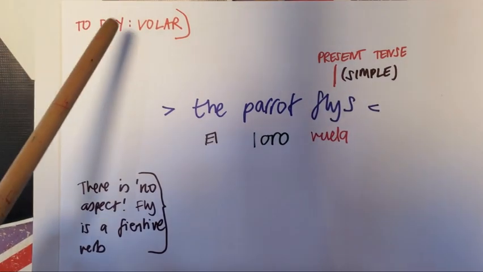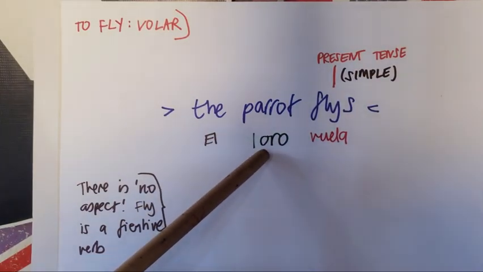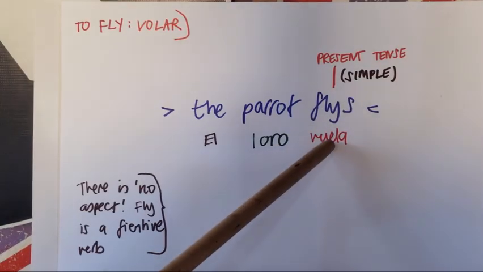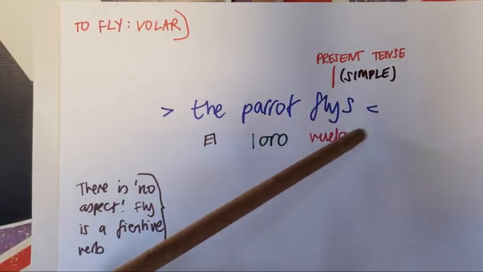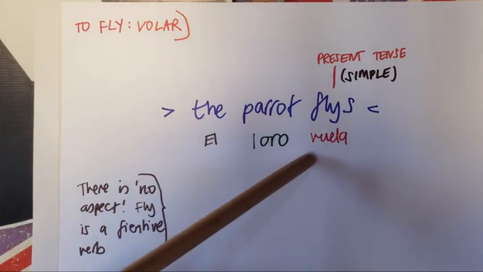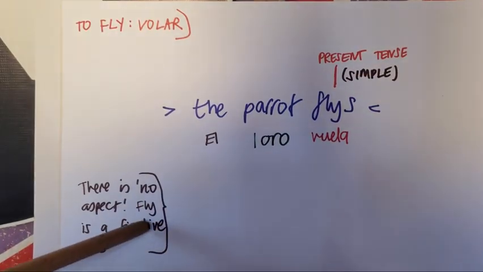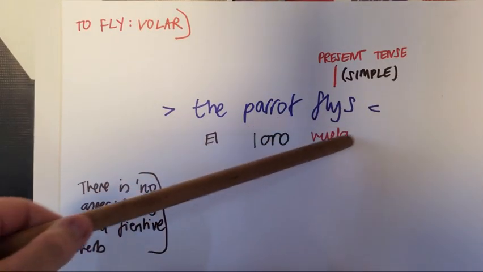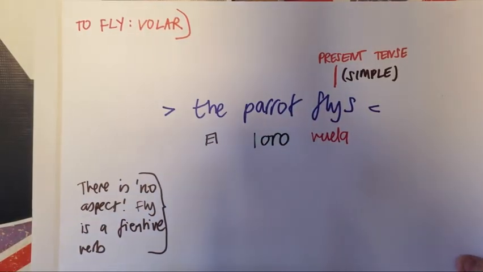Volar, to fly. The parrot flies. Not is flying, but you see that's the present simple: vuela, with an AR verb, so volar. There is no aspect. Fly is a fientive, an action word, and there is no auxiliary there.